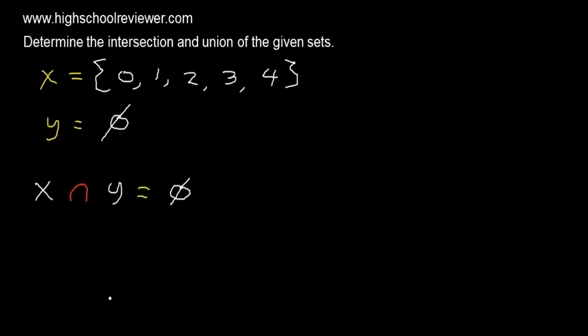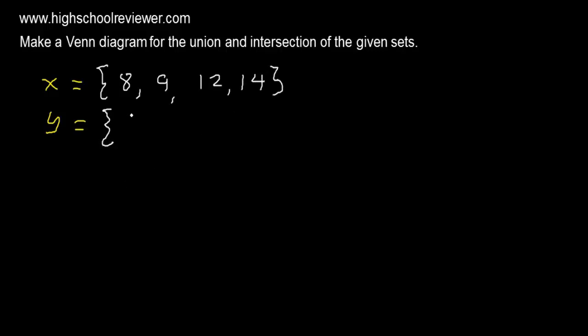And let us now find the union of the two sets. If one of the sets has null elements, all the elements of the remaining set will be the union of those two sets. So the union of X and Y here will be the elements of X: 0, 1, 2, 3, and 4. And these are our final answers.